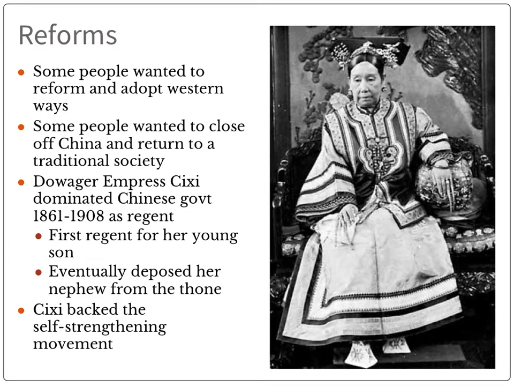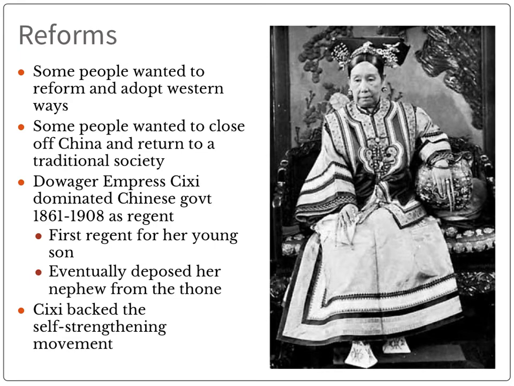reforms. And so some people in China wanted to adopt reform, and they wanted to adopt Western ways and technology and be more interactive with the Europeans and other Westerners. Other people in China wanted to close off China and return to a more traditional society. So these people would say, all this Western influence and Christianity, this is taking away from our traditional culture and our traditional way of life, and we want to stop that.